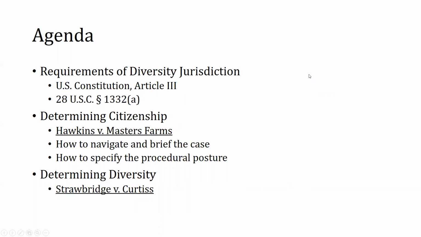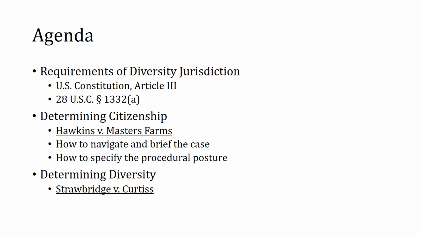So as we go through this mock lecture, the first thing I'll explain is what the requirements of diversity jurisdiction actually are and where those requirements come from. One principal source is the Constitution itself, and then as we'll see, the Constitution being applied by Congress gives us a statute in the form of Section 1332(a). And then we'll dig into what diversity jurisdiction actually looks like in practice.